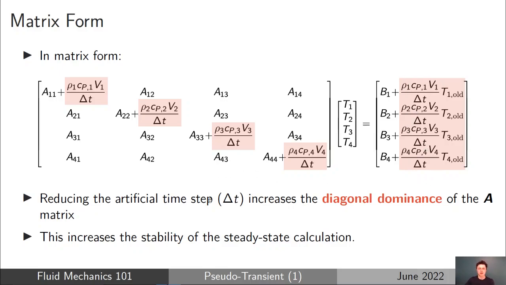And the way the pseudo-transient approach stabilizes the calculation is that as we reduce the size of the artificial or pseudo-time step delta t, the magnitude of this diagonal term increases, and this increases the diagonal dominance of the A matrix, which stabilizes the calculation. So that's how it works. And this is why if you carry out a pseudo-transient approach yourself and you reduce the size of that pseudo-time step, you find that the equations become more stable, but they take more iterations to converge.